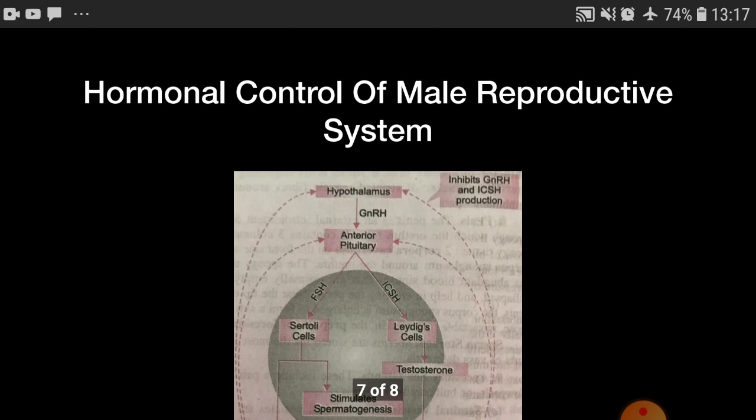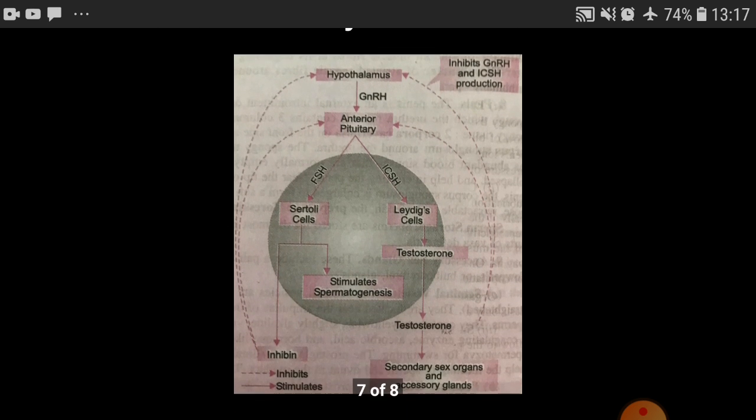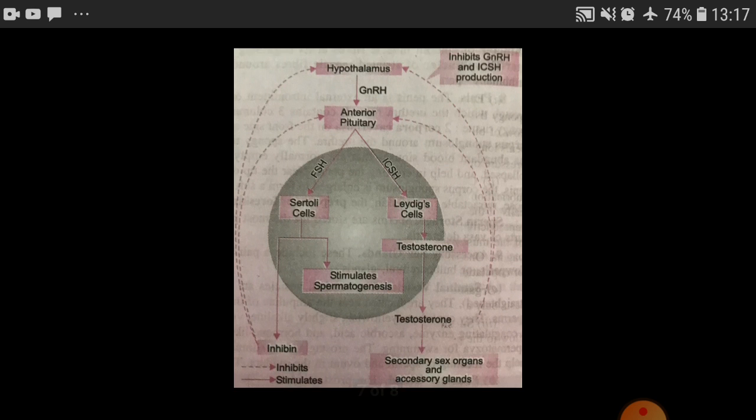Now we'll take up the hormonal control of the male reproductive system. Coming to the hormonal control, that is the hormones which control it and how their positive and negative feedback is controlled, that is what we are going to see here in this diagram.